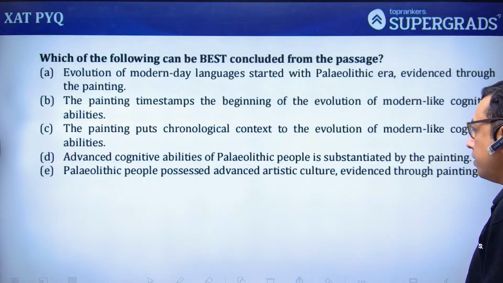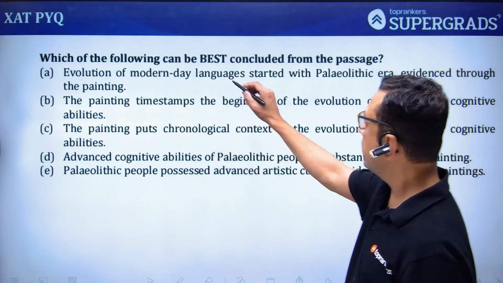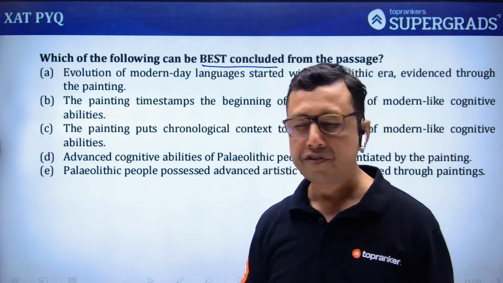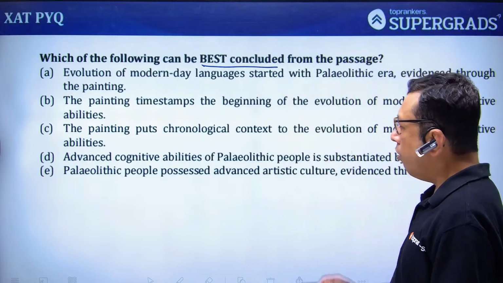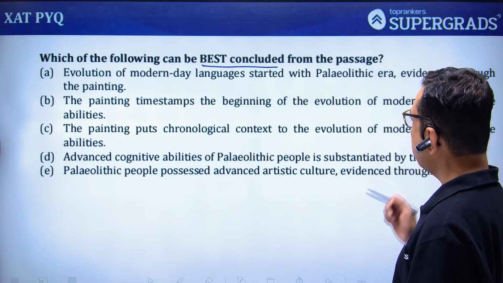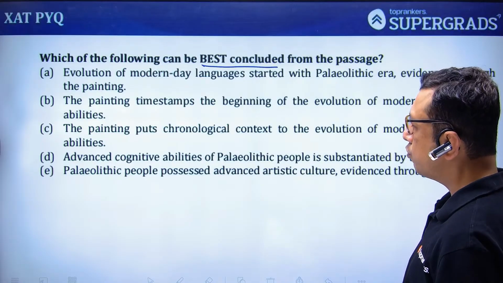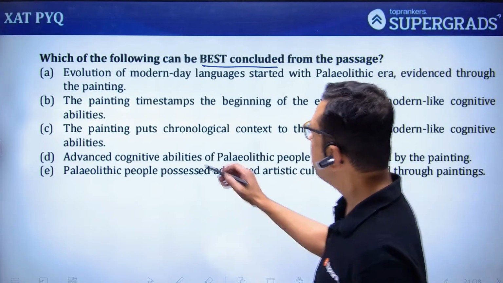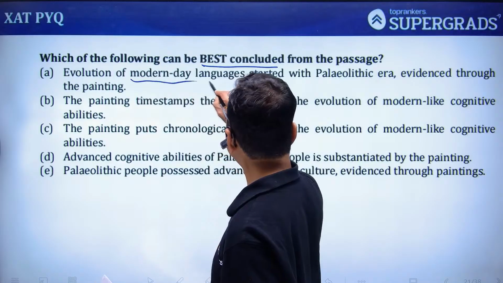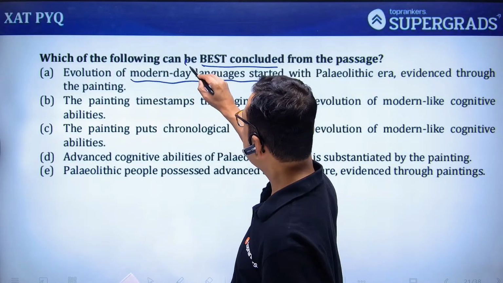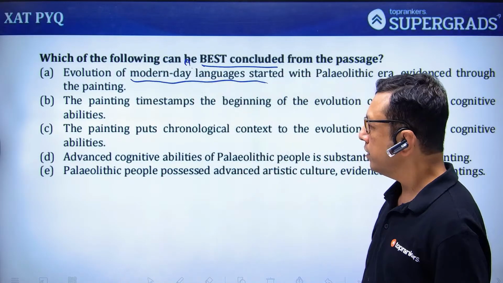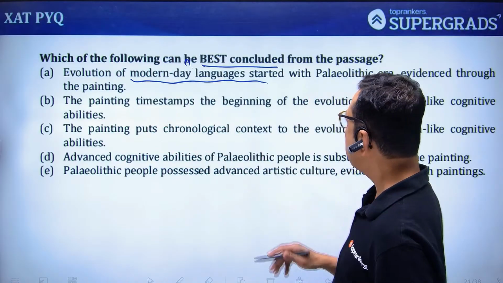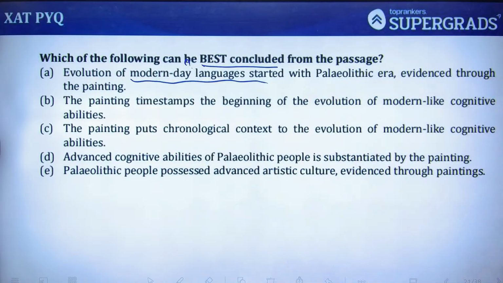Correct? Let's test this. Which of the following can be best concluded? Similar question. Evolution of modern day languages started with the Paleolithic era, evidenced through painting. Okay, let's see, evolution of modern day languages, we question this one. The painting timestamps the beginning of the evolution of modern-like cognitive abilities.